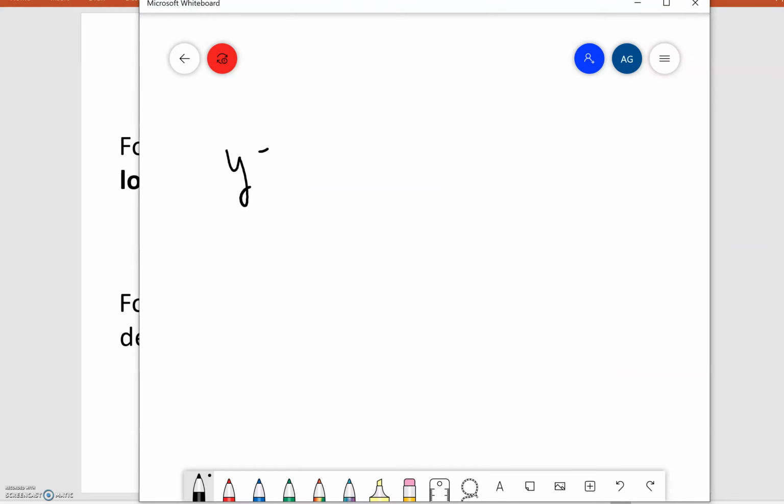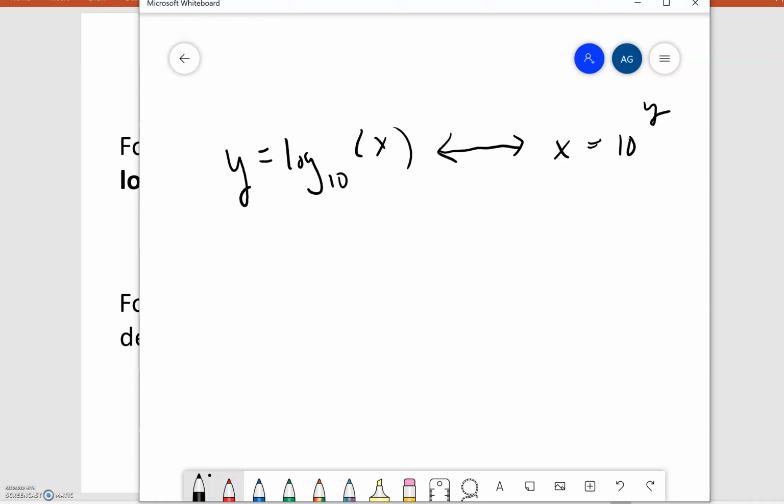So if I have y equals log base 10 of x, this is equivalent to x equals 10 to the y. So the base here is the base of this exponential over here. So hopefully that makes sense. And then this y is actually the exponent.